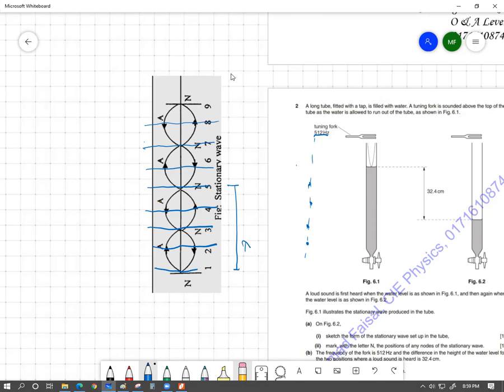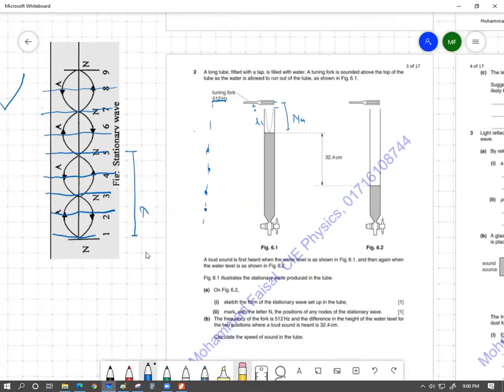So how much would this shape, this much, mean in terms of lambda? 1/4. But practically, there is a bit of an error over here, which you call end error. So actually it is lambda by 4. If I call this one L1, L1 plus E is totally lambda by 4. And over here, we have the second resonant length.